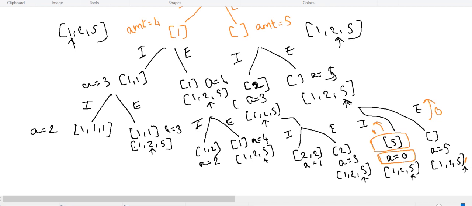Now, what's the final answer from this set? My pointer was here, my amount was 5, and I need to make 5. So there is only one combination that I can make, which is including this 5. So include plus exclude, we need to do plus, and I'm going to return 1 from here. Okay. So now let's go here.